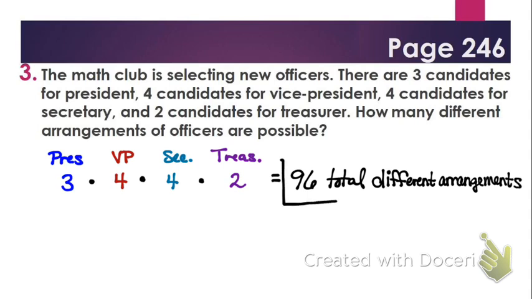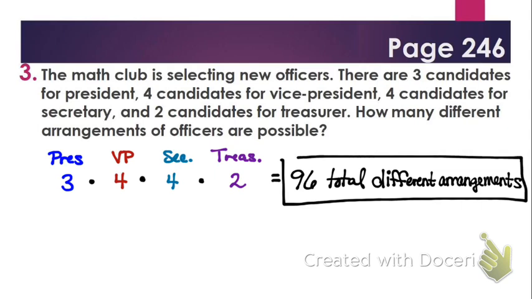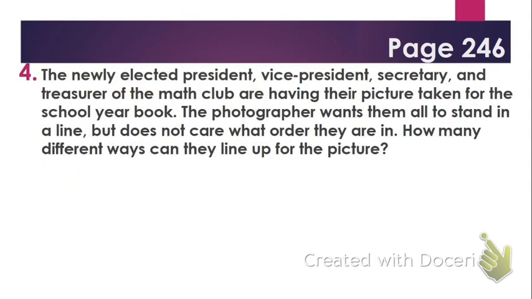Okay, so if you look at the next one down, number 4, they've held the election. Somebody won the job of president. Somebody won vice president. Somebody won for secretary, and somebody won for treasurer. So how many people now are actually holding those offices? 4. They are going to go and have their picture taken for the yearbook. So we've got 4 total people that need to go have their picture taken, and they're going to do it as a group.